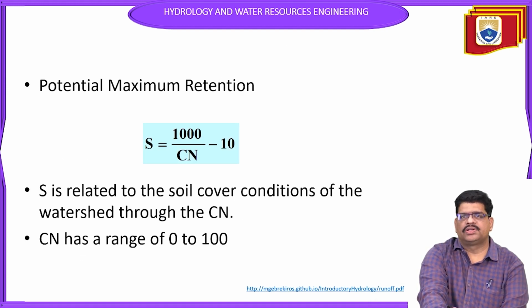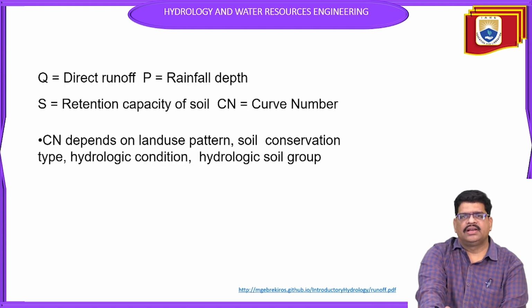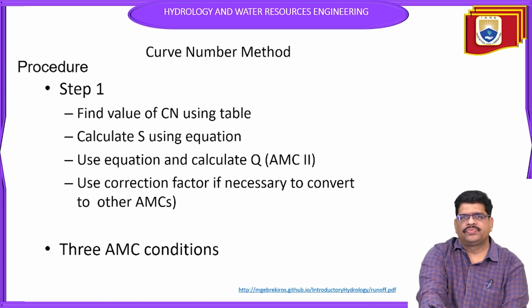S value, the potential retention, is equal to 1000 by curve number minus 10. The CN value range you have to observe from the previous table. The curve number will be 0 to 100 only. Within 100 only the curve number will be taken. So here, Q is the direct runoff, P is the rainfall depth, S is the retention capacity, and CN is the curve number, which depends upon the different types of soil patterns.